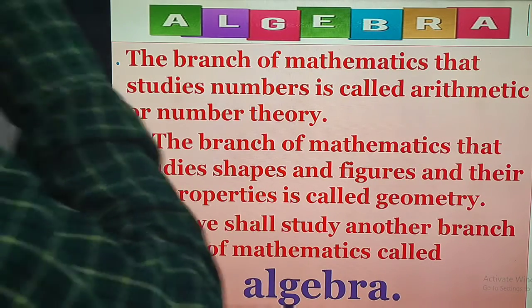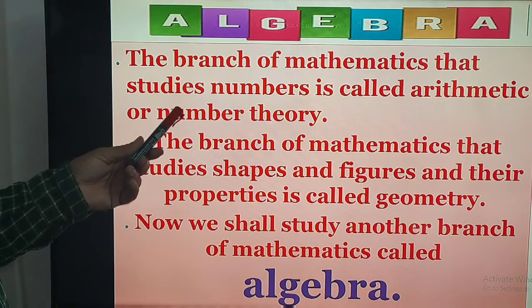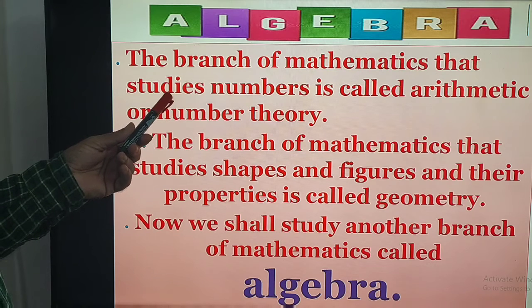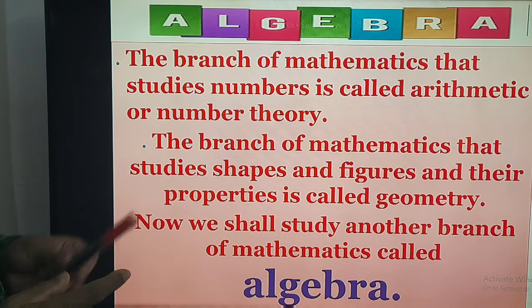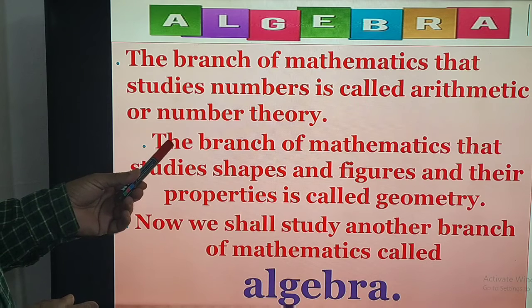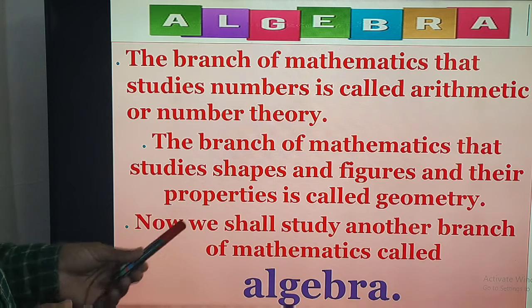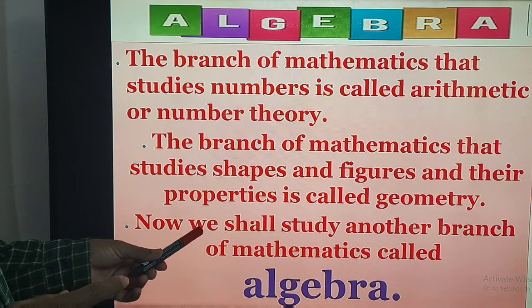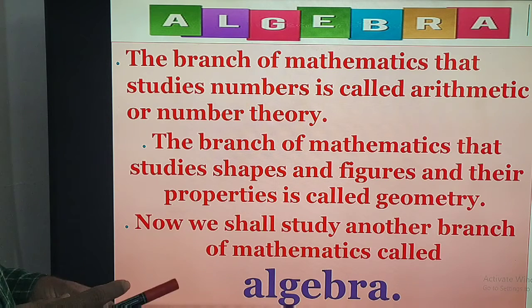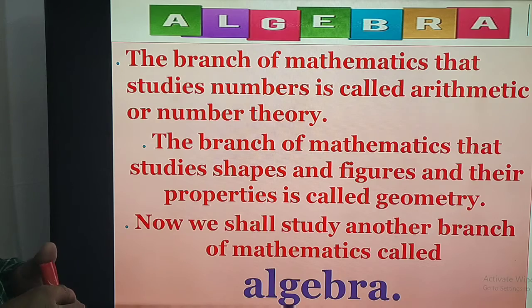We have already seen that the branch of mathematics that deals with numbers is called number theory or arithmetic. Another branch of mathematics that deals with shapes and figures and their properties is called geometry. Now we study the branch of mathematics called algebra, which deals with numbers as well as some symbols.